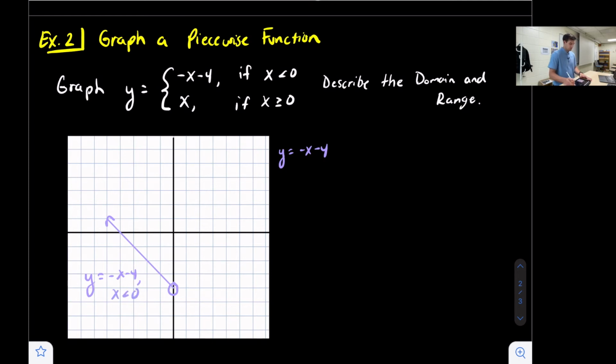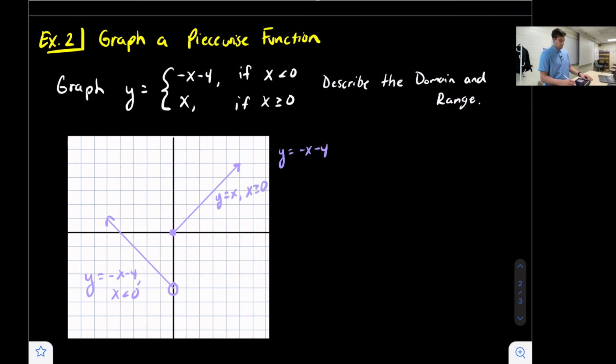Okay, so now the second piece is when x is greater than or equal to 0. So that's x values to the right. So our graph is just y equals x. The y-intercept there would be 0. So we're going to put a closed circle on 0 because it's or equal to. And we're just going to go up 1 and right 1 for our slope. All right, and so this one would be y equals x when x is greater than or equal to 0.